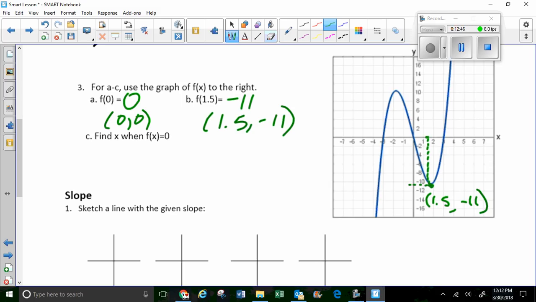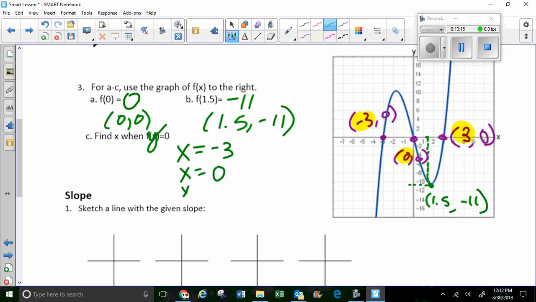And then C, be careful, it wants to find x when y equals 0. So y equals 0 in 3 places. Right here, and right here. So it happens at (-3, 0), (0, 0), and (3, 0). So it wants to know all of my x values where that y value is 0. So I'm going to say, well, it happens when x is -3, when x is 0, and when x is +3.